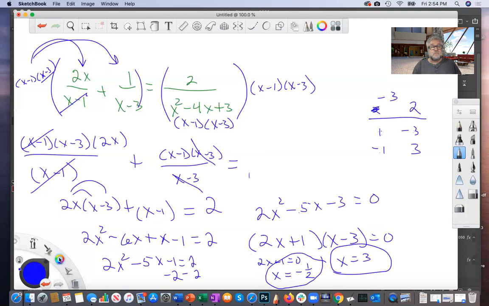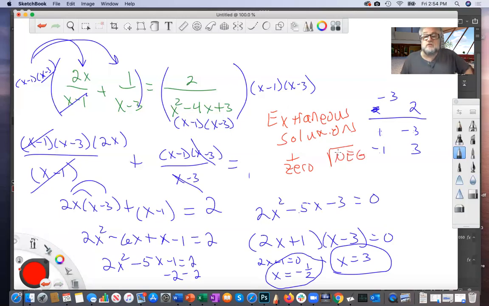Uh-oh. We need to now check for what are called extraneous solutions. Those are solutions that either cause you to divide by 0 or cause you to take the square root of a negative number. If either of these solutions do either of those, it's considered an extraneous solution and you got to throw it away. So let's check. Negative 1/2.